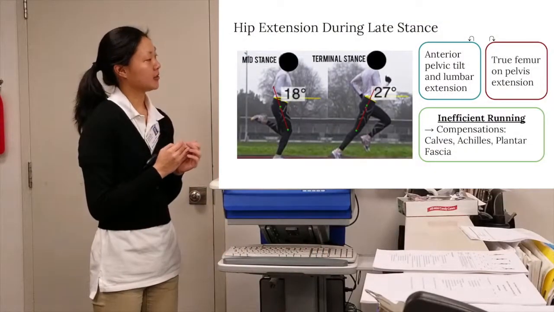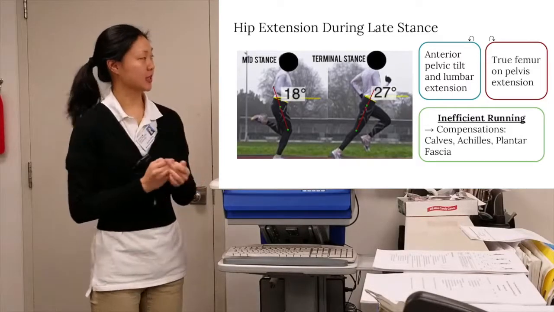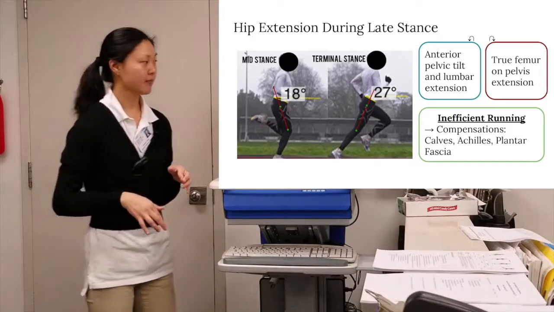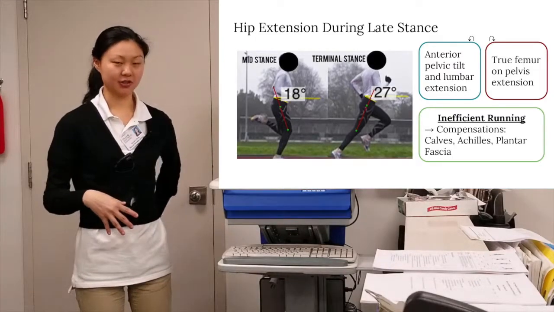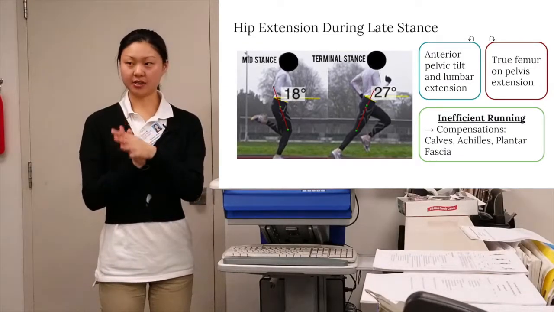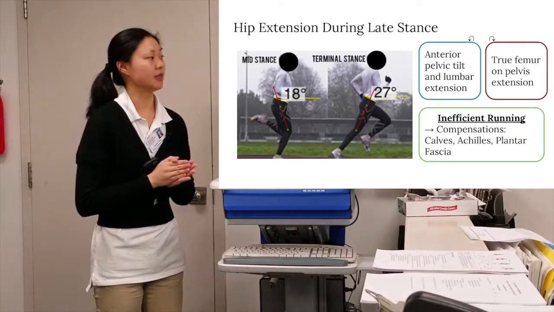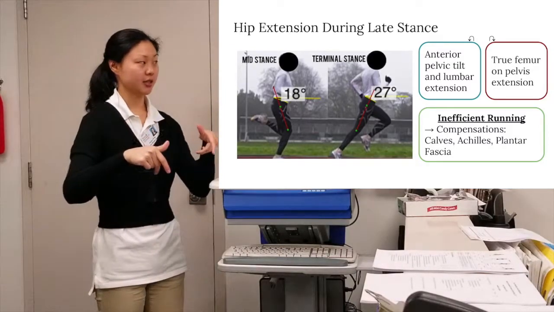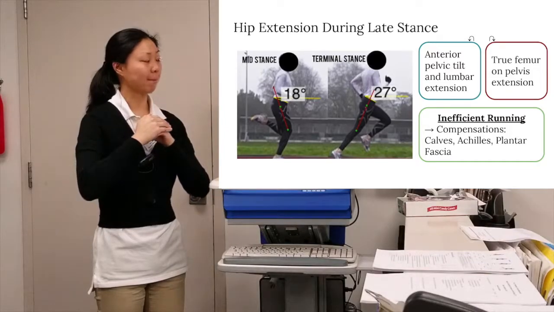The last part of this is hip extension. So you really want maximal hip extension when you're running because, again, that's your glute max and that's what drives your running and propulsion. You want to make sure that when you're running, your hip extension isn't coming from your anterior pelvic tilt or your lumbar extension. It should come from true pelvis on femur.